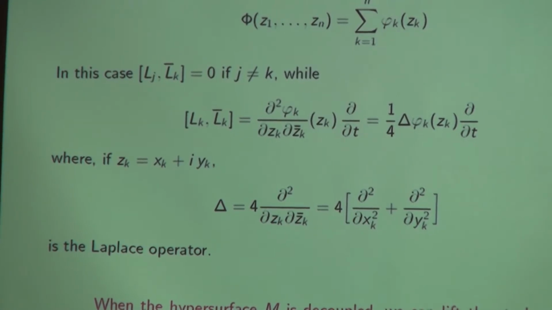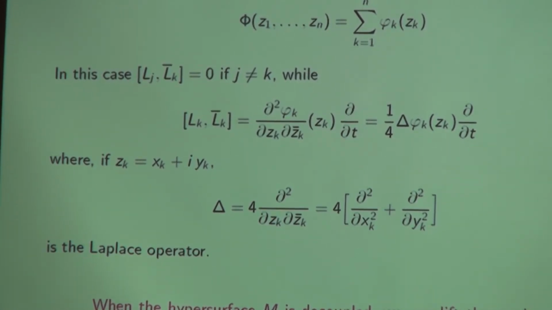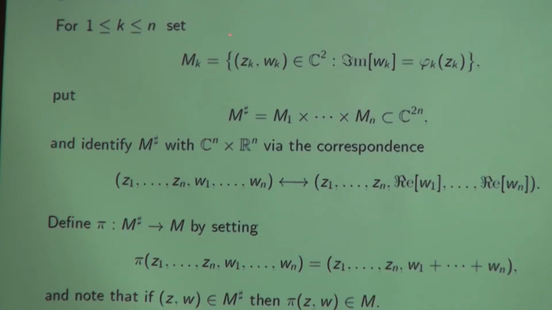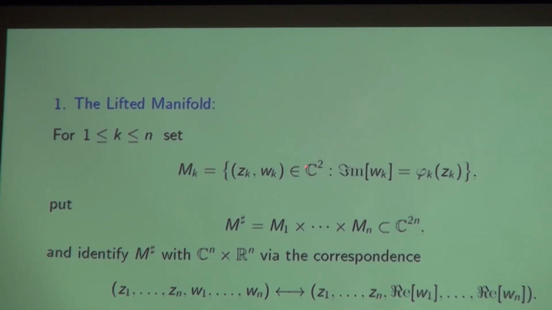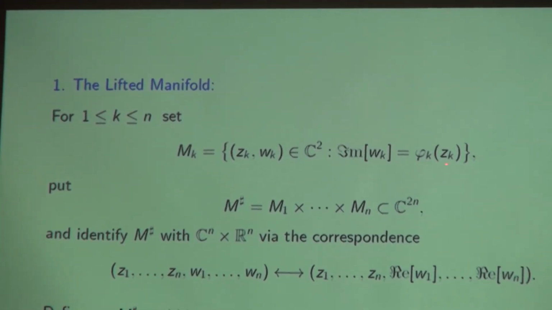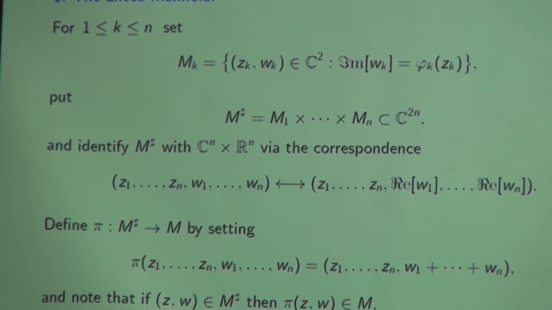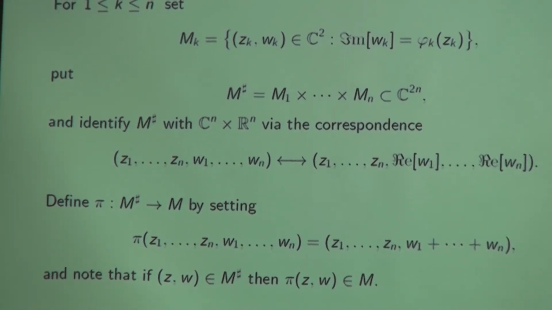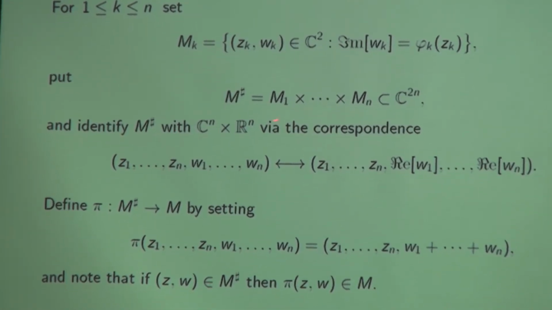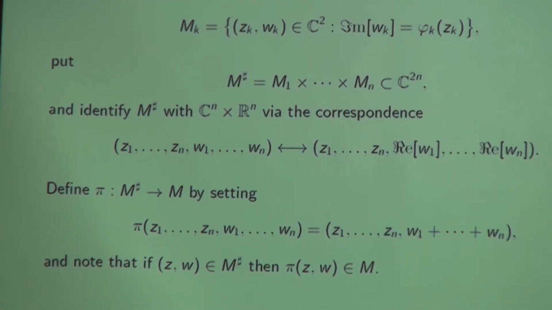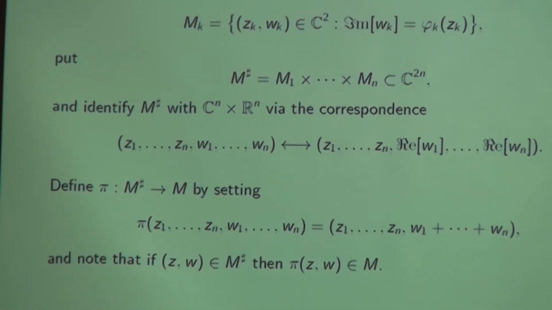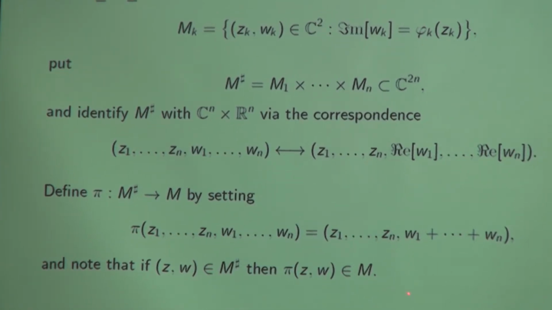Okay, so what do we want to do? We want to try to understand this operator, which is a sum of squares of various kinds of things. And the idea is we want to lift this to a product, just as was done earlier. So what are we going to do? We define surfaces Nk in C2, where the imaginary part of wk is phi k of zk. And now I take the Cartesian product of these, which is going to be a subset of C2n. It's going to be a much higher codimension submanifold. And I can identify this with Cn cross Rn. And now the miracle mapping that before was just taking a sum in the two last variables now has this form.